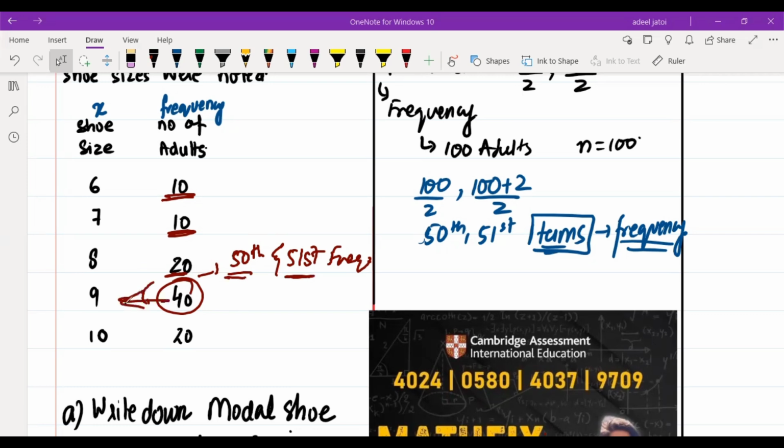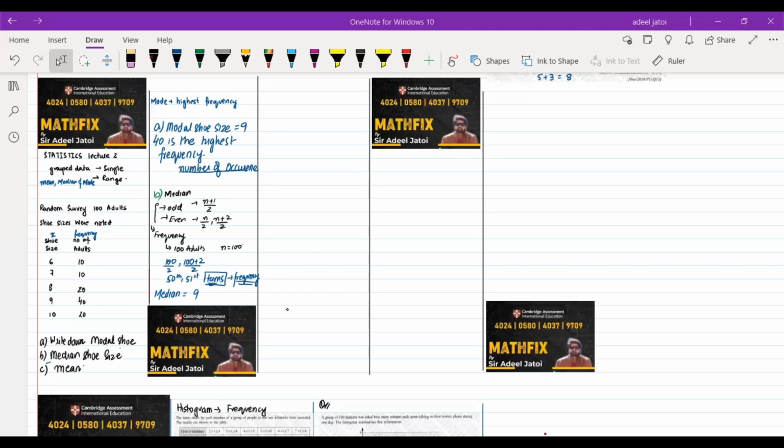For this, your median will be what? 9. It is not important, because your mode and the median will remain the same. Because of this question and the frequency level, your median and the mode are coming out the same. So we're going to write the median as 9. Your part A modal class was 9. Your modal shoe size was 9 because of the highest frequency of 40.